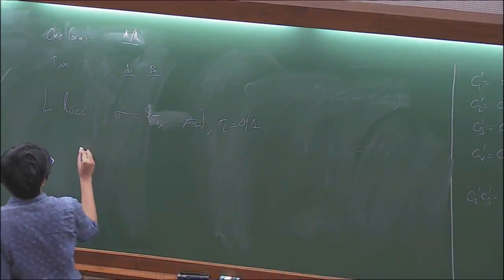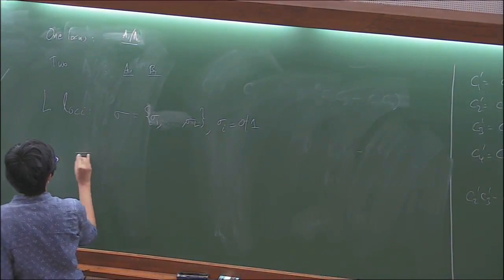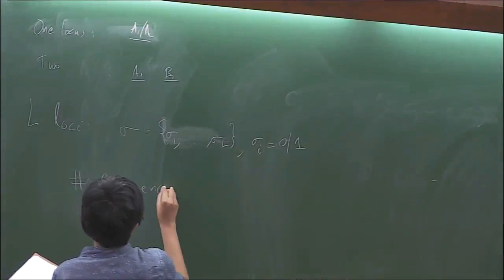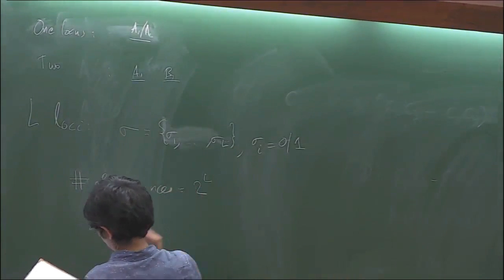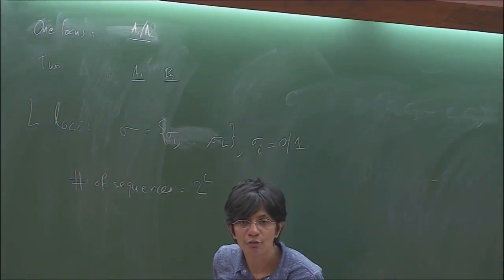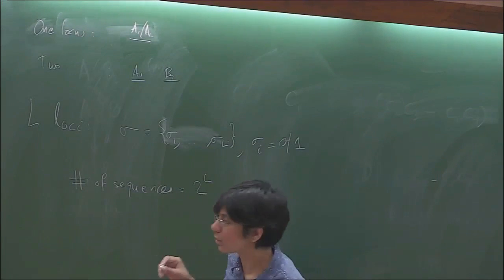Okay? So how many sequences would I get? 2 to the L. And the object of interest, as before, is the frequency of these sequences.